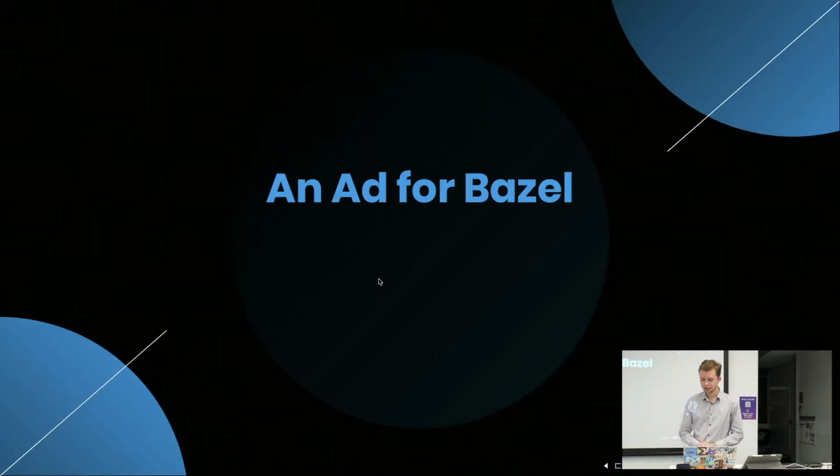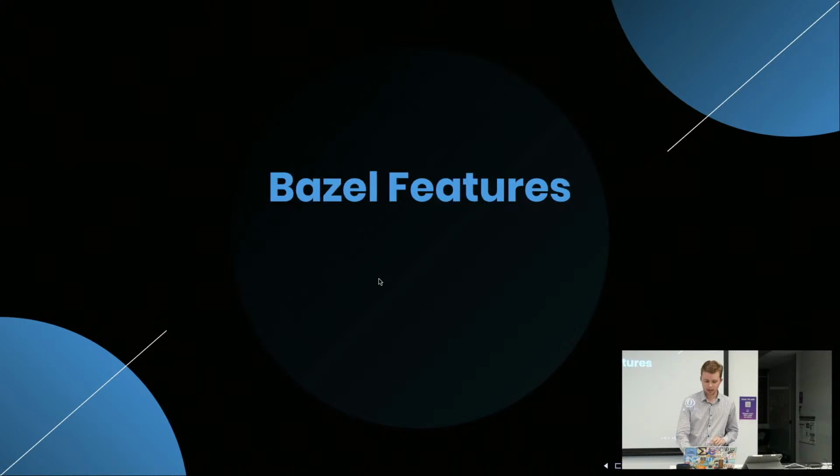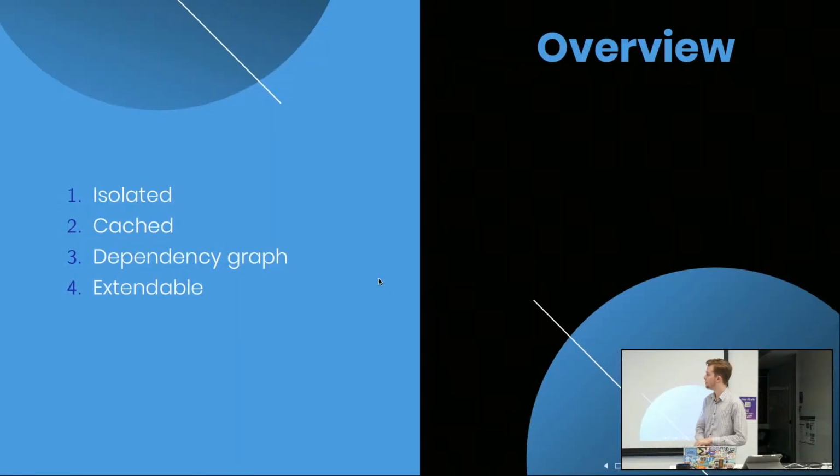Alright, so let me try to sell it to you very quickly. These are the list of key features that are cool about Bazel. So first of all, it is isolated, which means that it tries to keep the building of your program within its control, which just means that you have to specify all of your dependencies or it will never run for you. So it's got a very nice safety net around that.